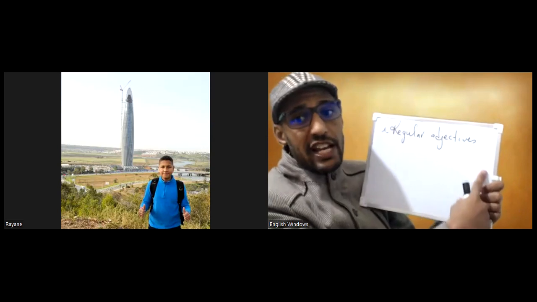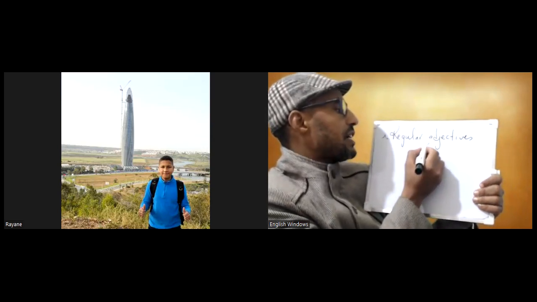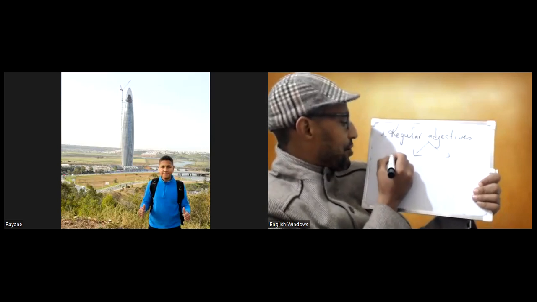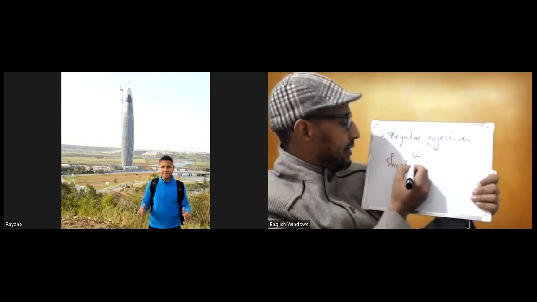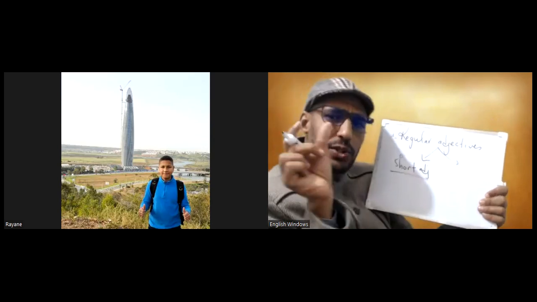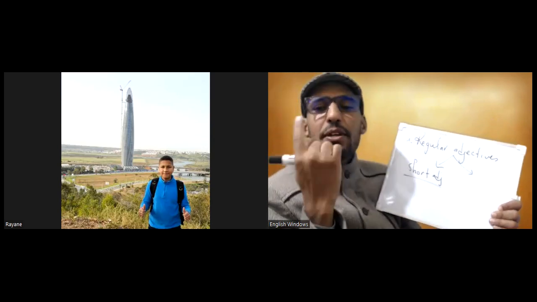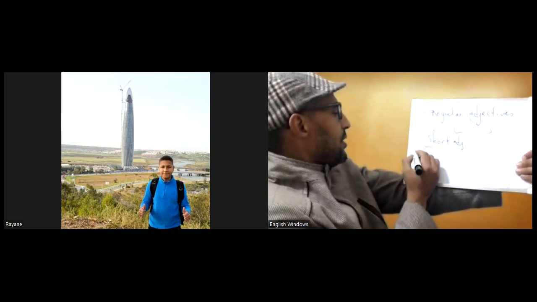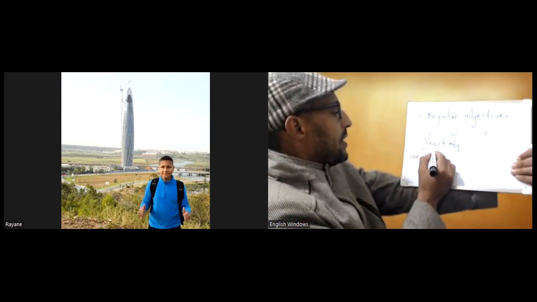And these irregular adjectives can be divided into two categories. We got adjectives that are called short adjectives. Why are they called short adjectives? Because they consist only of one syllable. What does it mean, a syllable?